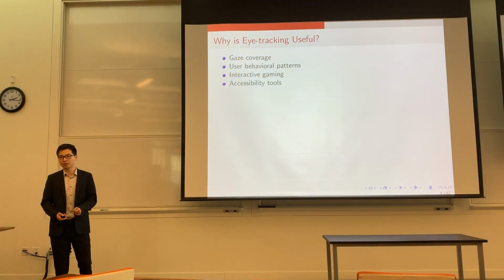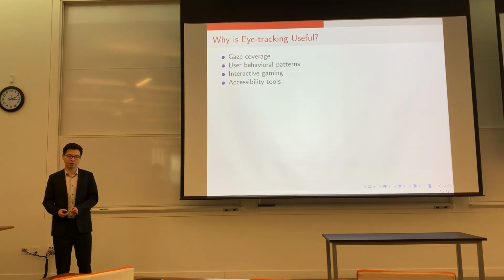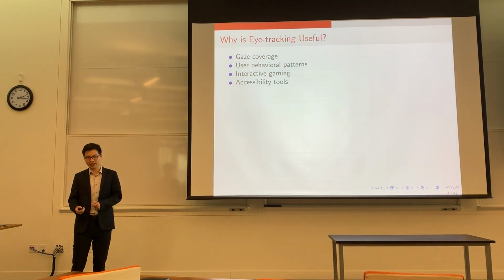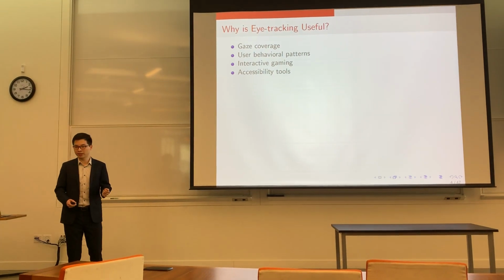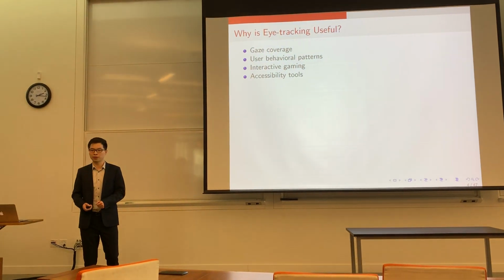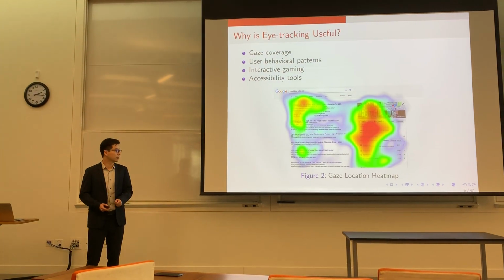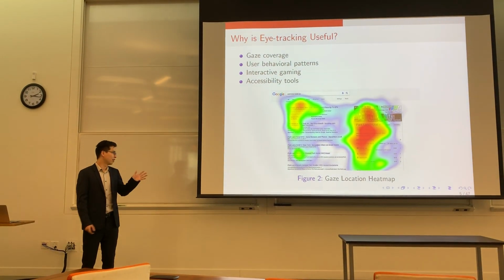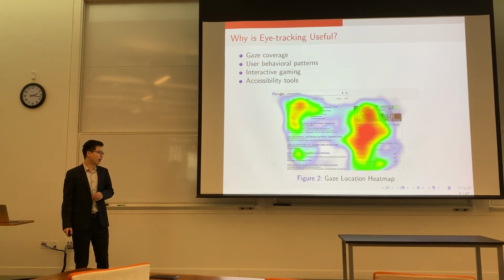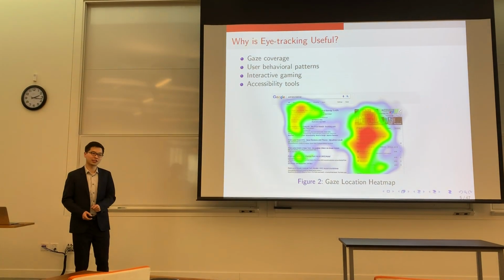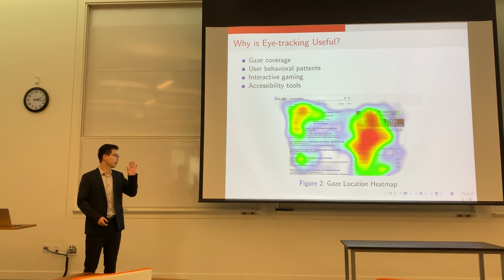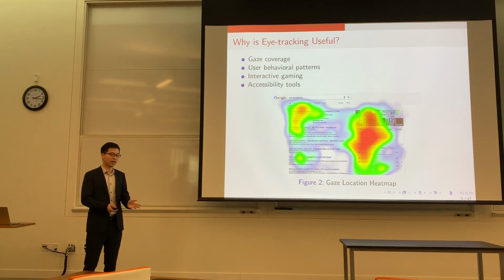At the same time, assuming that we have a very accurate eye tracker, we can also build interactive games and some accessibility tools to enable disabled people to interact with laptops and desktops. Just to give you an example, this is a gaze location heat map on a Google page. As you can see, sometimes people look at certain spots of the web page more than other places.